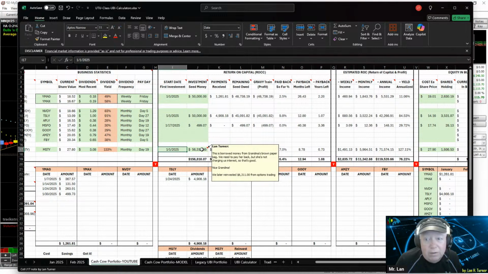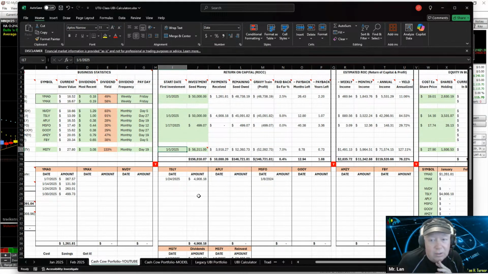This is borrowed money from Grandma's brown paper bag. We need to pay her back, but she's not charging us interest, so that's good. Nice, Grandma. We later invested another $6,300 from options trading. Oh, so we had 5,000. There's our 631. That's what we took out. That was from our options trading. That's the January money we took out.